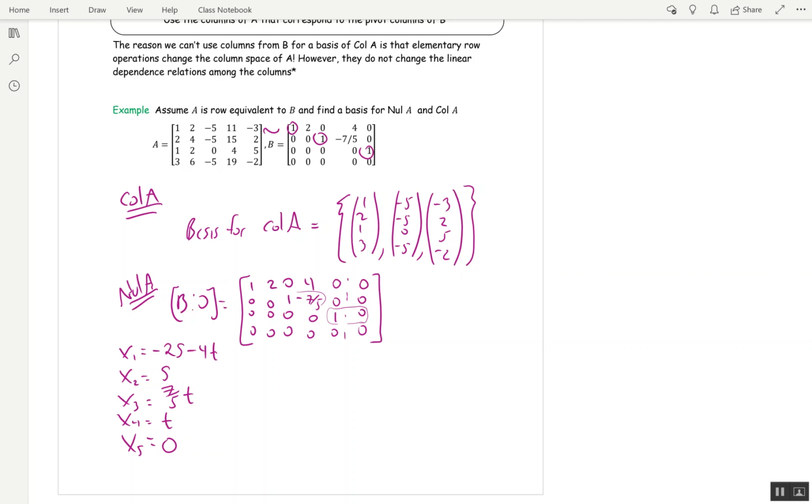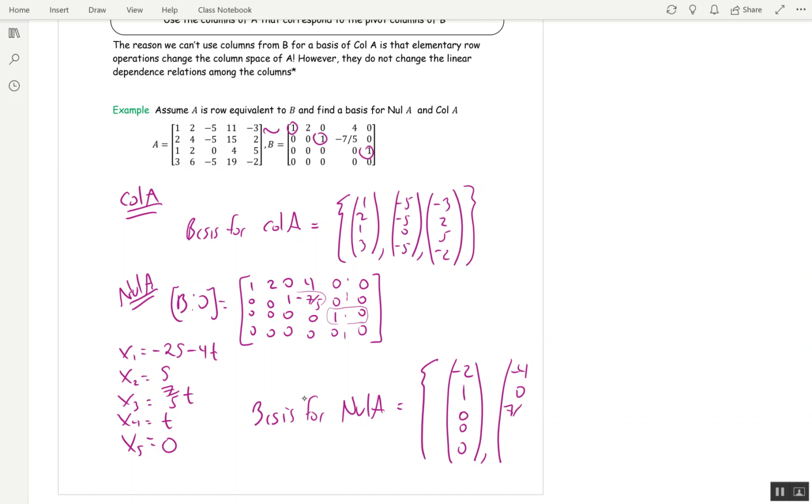So we're going to have two vectors in our basis. One will be the vector corresponding to the s's, and one will be the vector corresponding to the t's. So a basis for null A is, okay, our s vector, I'm going to pick off the coefficients of s: -2, 1, 0, 0, 0. And then the t's: -4, 0, 7/5, 1, 0.